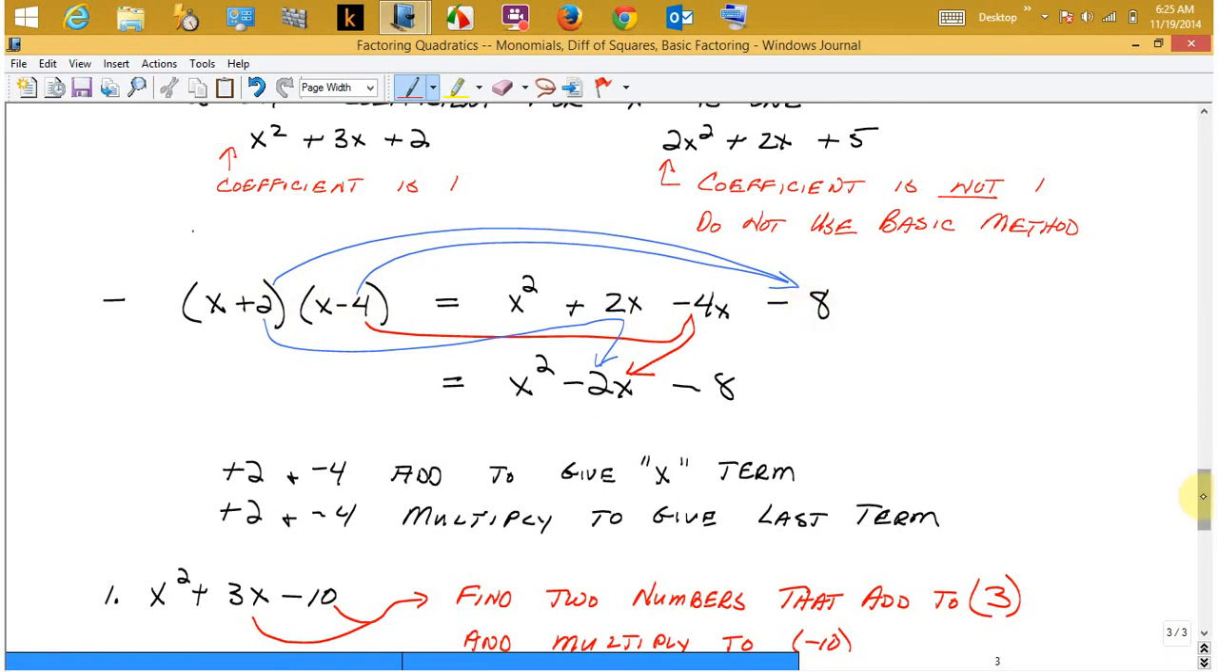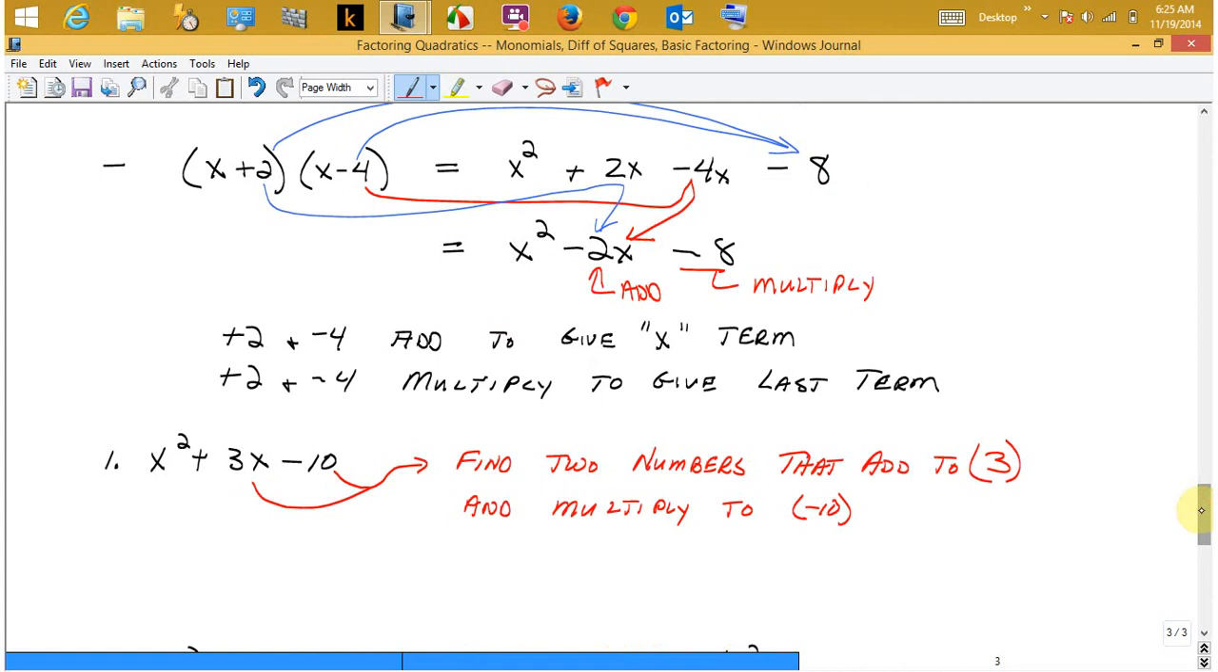So when I'm factoring with this basic method, I'm going to look at the x term and ask, what 2 numbers add to give me this number, and multiply to give me the last number? Because that's what actually happens when I use the distributive property. Okay, so let's take a look at this.